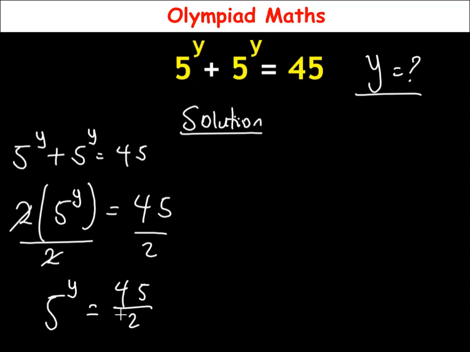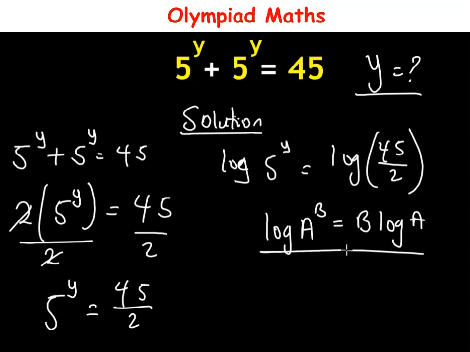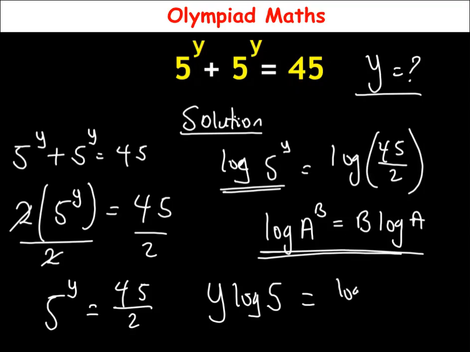So with this, we can then introduce logarithm to both sides of the equation. So logarithm of 5 raised to power y is equal to logarithm of 45 over 2. Now with this, there's a rule that if you have logarithm of a raised to power b, this equals power b then becomes b, then times logarithm of a. So applying this rule right here, power y then becomes y, then times logarithm of 5, which equals logarithm of, in bracket, 45 over 2.